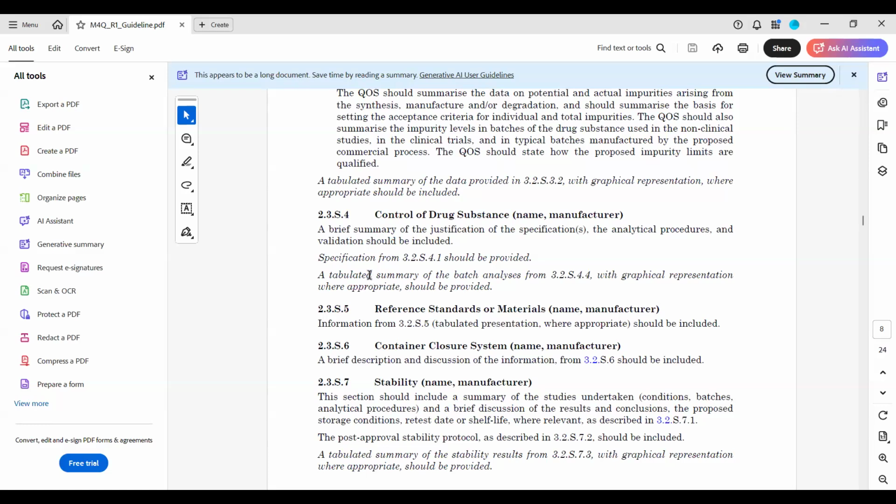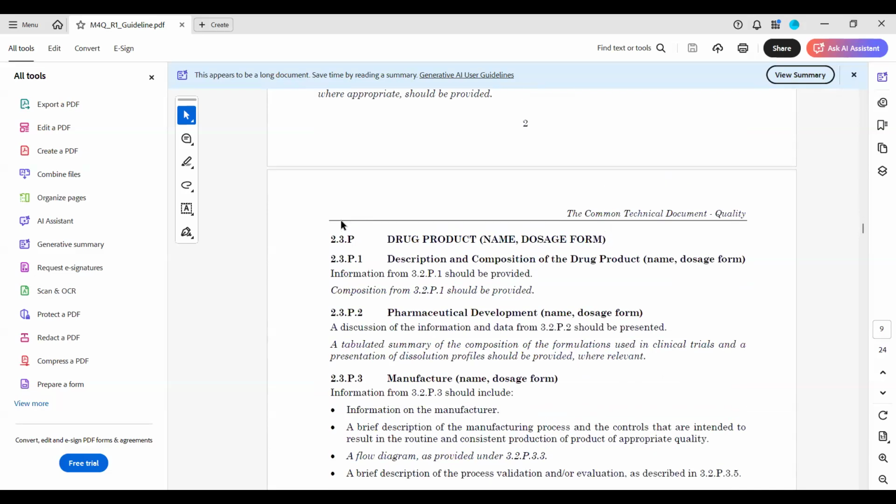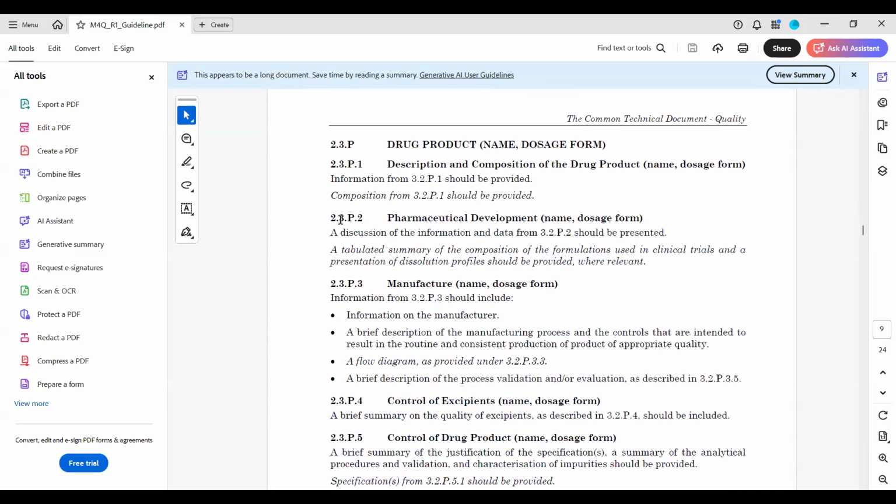Okay, so these are all your module 2 QoS for drug substance. Then comes your module 2 for drug product. Here we are submitting data summaries related to description and composition of the drug product, the pharmaceutical development. We will understand what pharmaceutical development is. It is further divided into a lot of sections that need to be understood one by one.